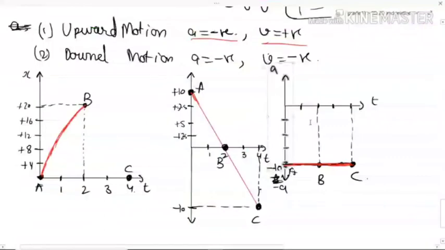The last part, the graph will look like this. And please remember the graph should be smooth. Let me delete it. Sir, I want to copy down this graph. Which one? This one. Copy it. No problem.